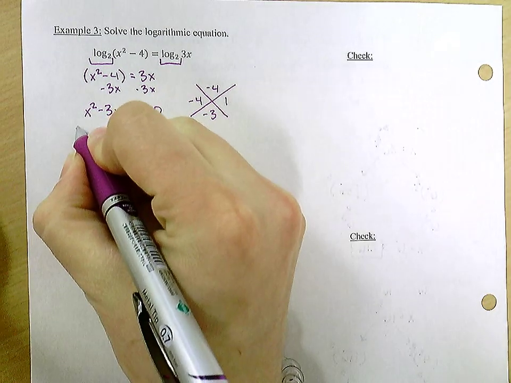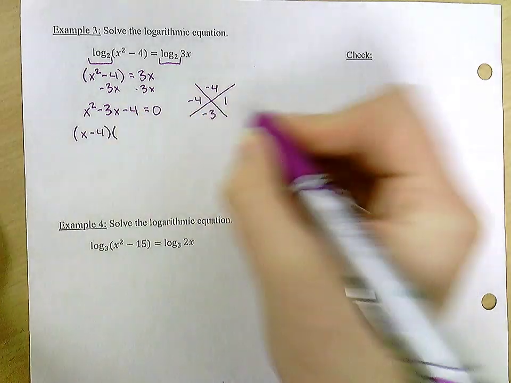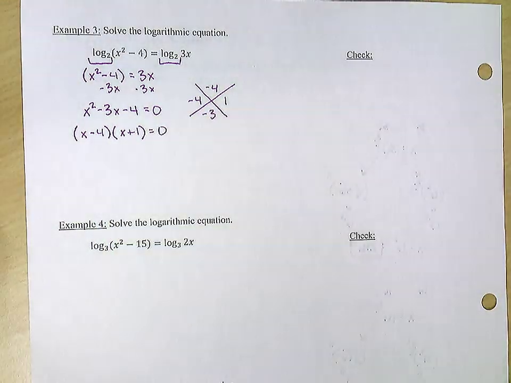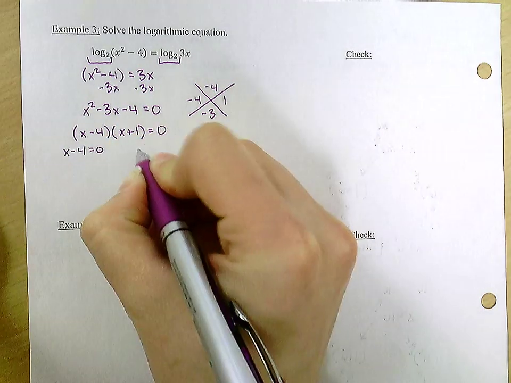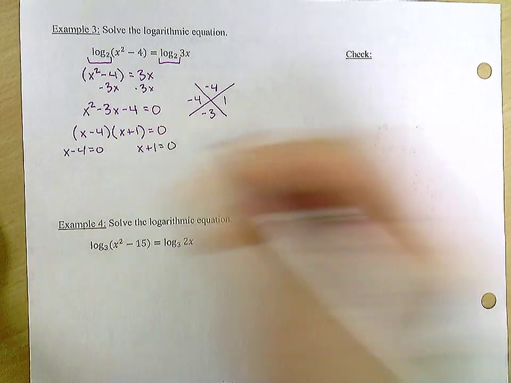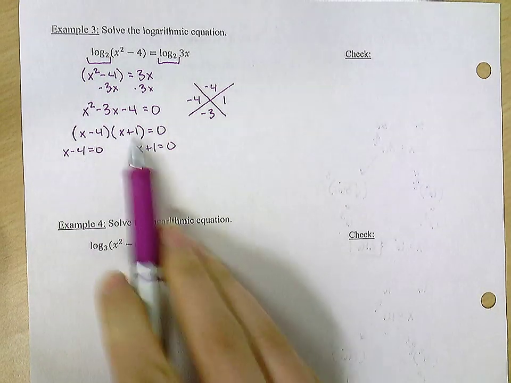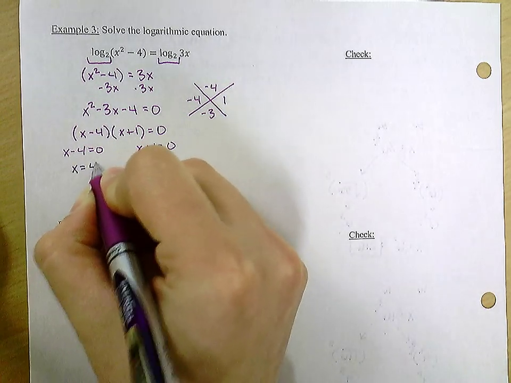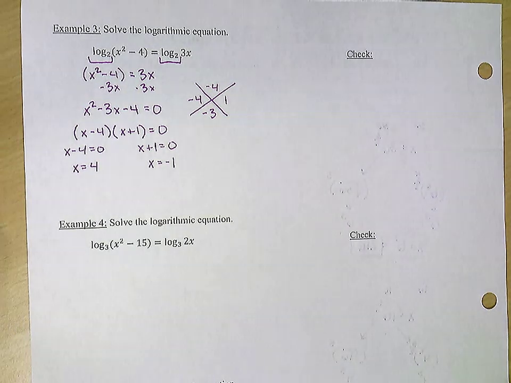Okay, so that means this factors into x minus 4 times x plus 1. It's equal to 0. Okay, so I have x minus 4 equals 0 and x plus 1 equals 0. So I'm just taking each of those quantities, setting it equal to 0. So add 4 here, x would be equal to 4. Subtract 1 here, x is equal to negative 1.